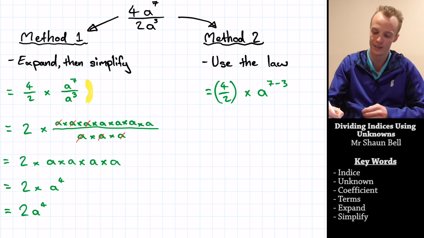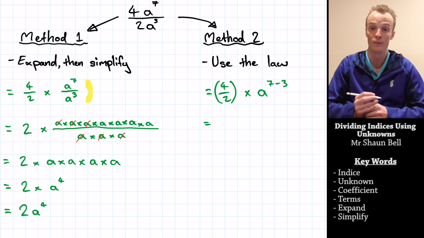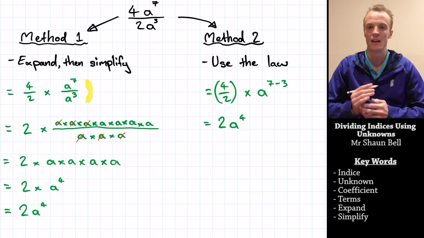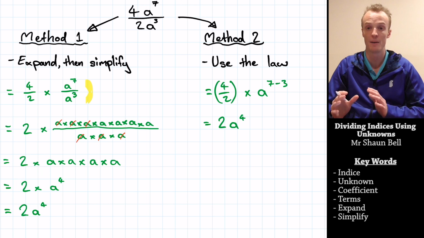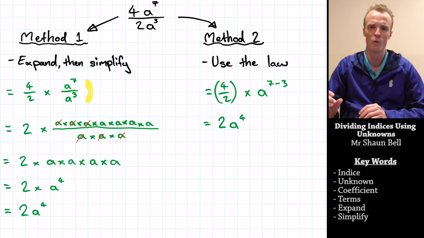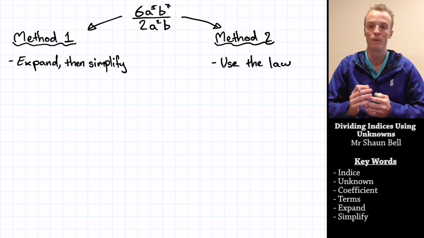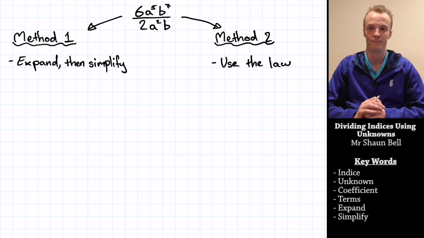Now when I simplify this down, that is going to be equal to 4 divided by 2, which is 2, multiplied by a to the power of 7 take 3, which is 4. Now once again you can see we've arrived at the same answer, but by using the law we've found a much more efficient method. So let's take a look at one more problem where we've got more than one unknown.